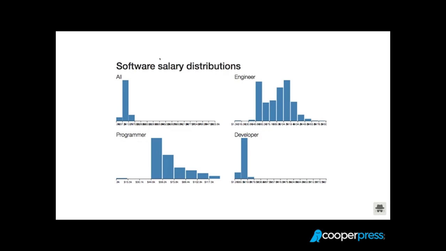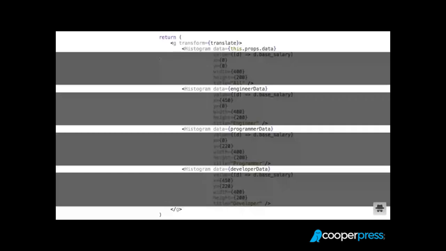But it gives you an easy way to see that engineers have a broader distribution of salaries than, say, developers, which are all on the lower range, and programmers are higher than the engineer range. But none of that is that important. What's important is that this is how I was able to render that.